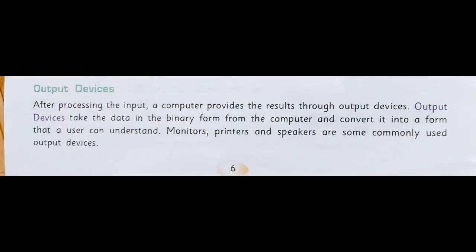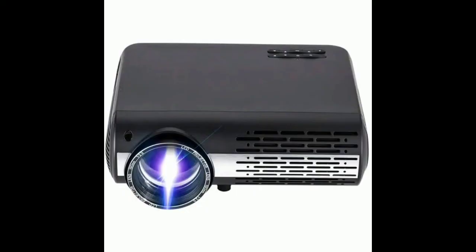Now let us discuss the output devices, or special purpose output devices. After processing the input, a computer provides the results through output devices. Output devices take the data in binary form from the computer and convert it into a form that a user can understand. Monitors, printers and speakers are some commonly used output devices. Let us discuss some other output devices which we see in our day-to-day life.